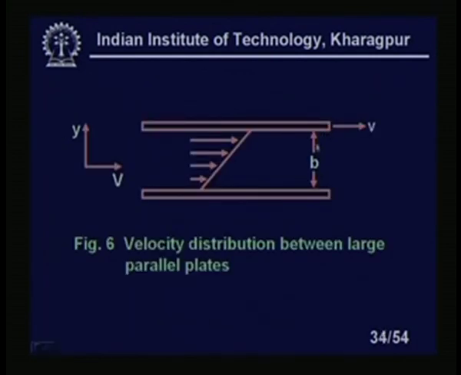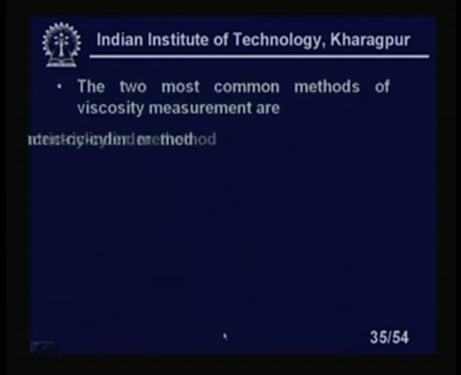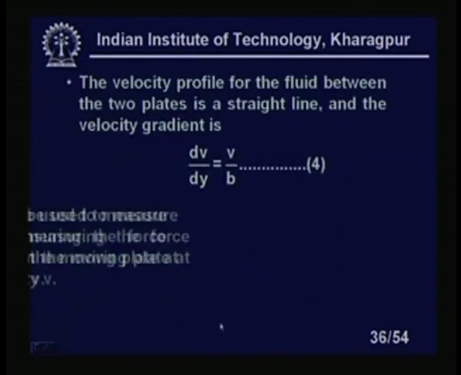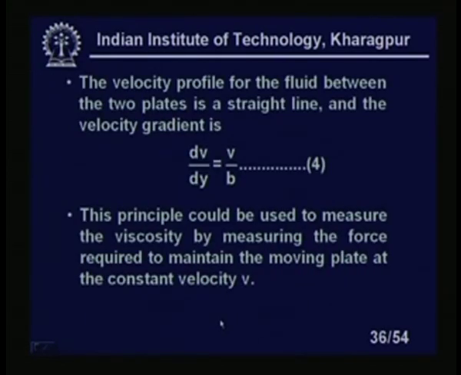You see, this is the separation b between the two plates. This is the stationary plate, and this is the moving plate. You see this is a straight line. The velocity profile for the fluid between the two plates is a straight line and the velocity gradient is dv by dy equal to v by b. Equation number 4. The principle could be used to measure the viscosity by measuring the force required to maintain the moving plate at the constant velocity v.